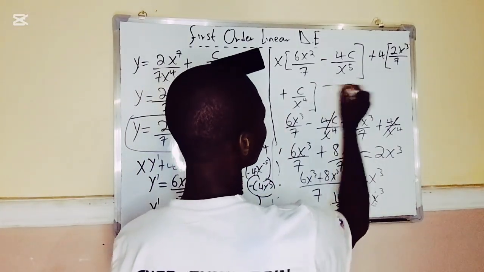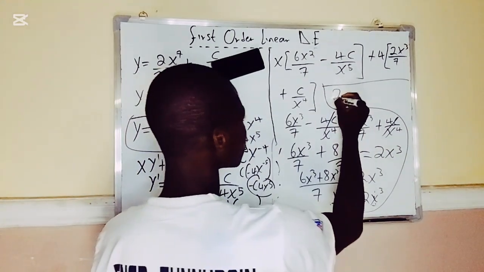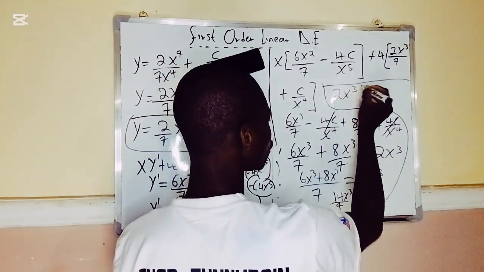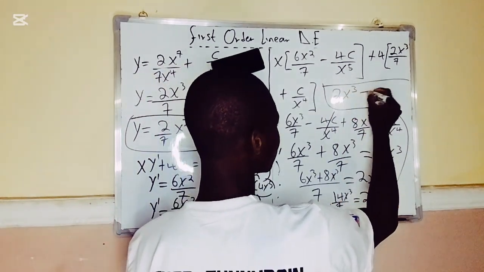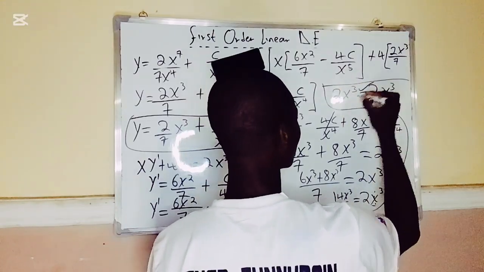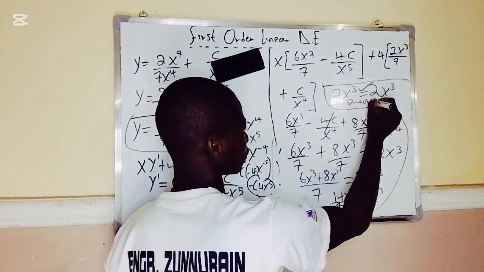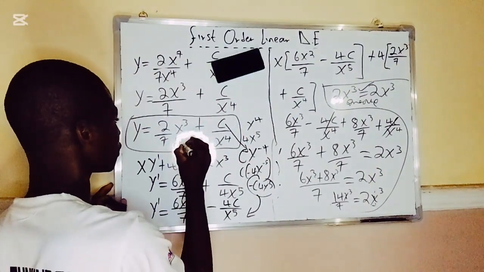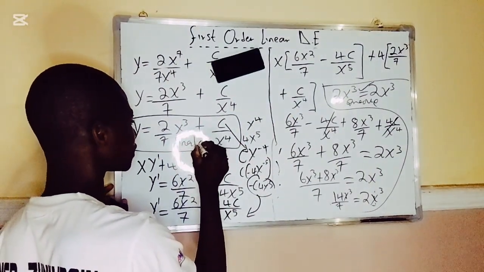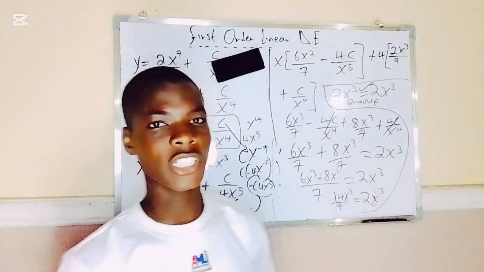So therefore 14 divided by 7 gives me 2x cubed, and therefore it is equal to 2x cubed. So therefore it's been proved. Proved, and this is the final answer. So this is all I have for you for first order linear differential equation.